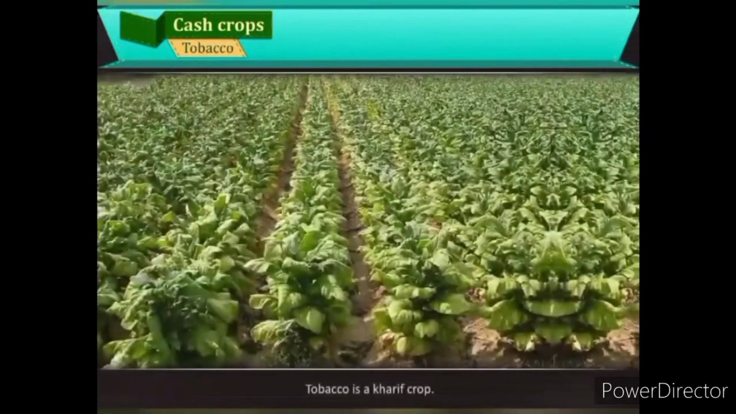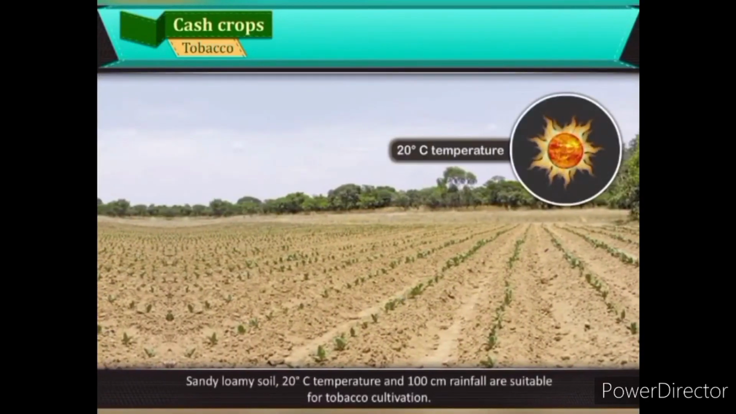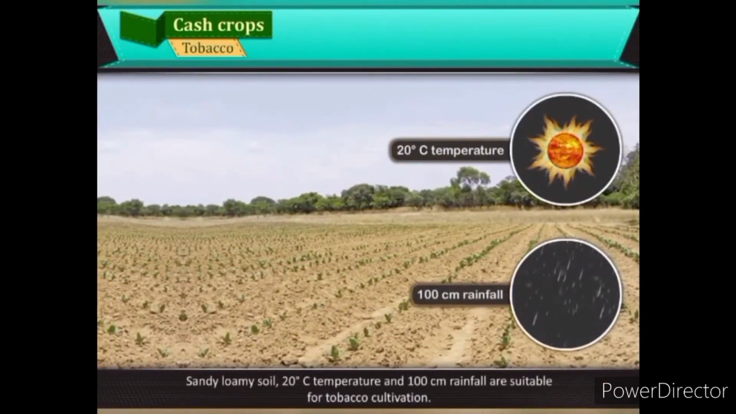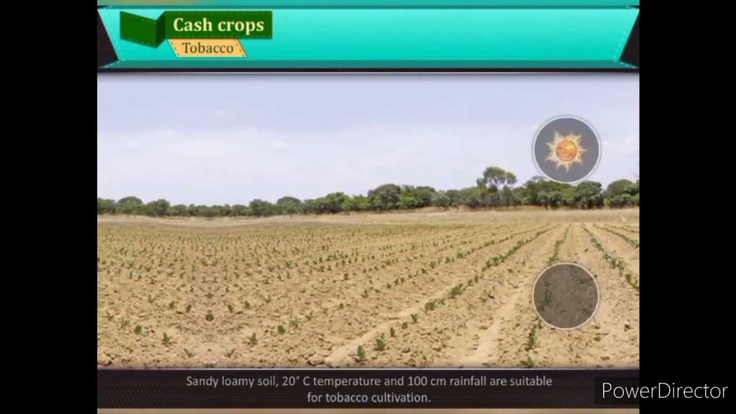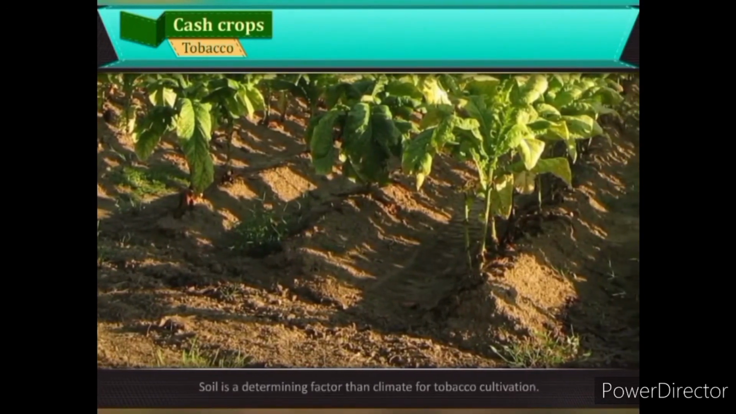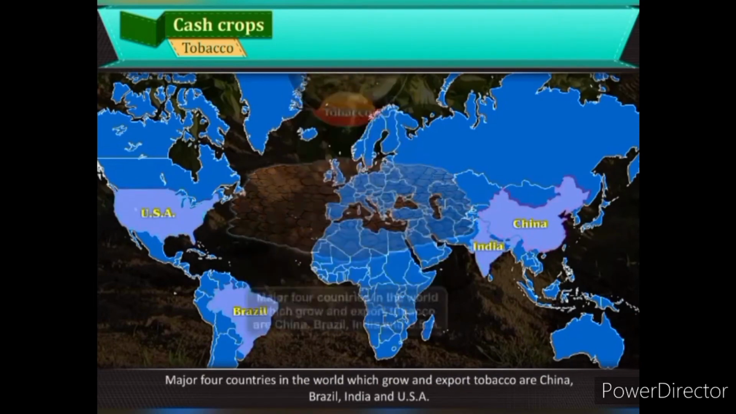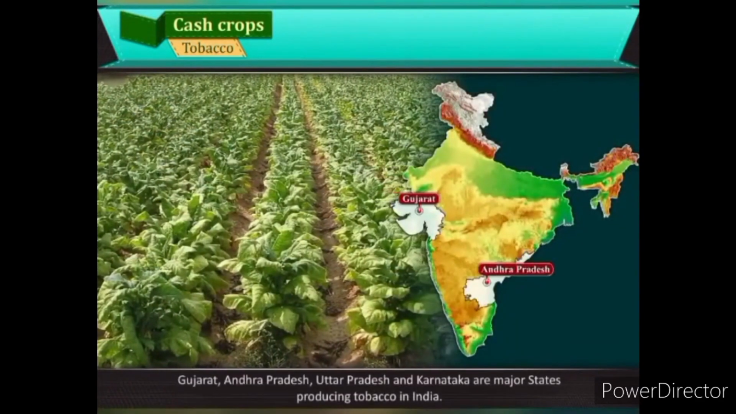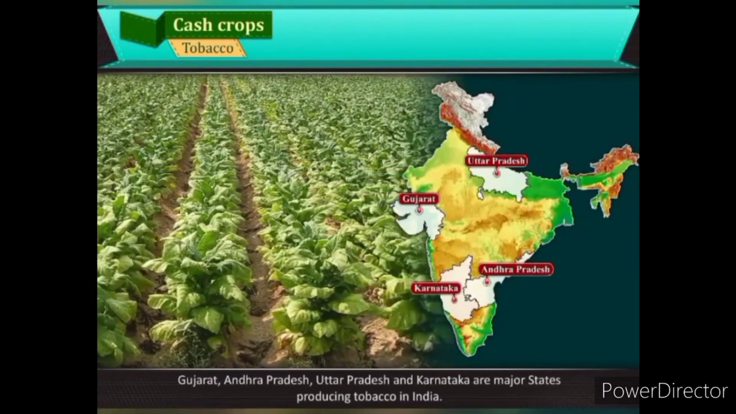Tobacco. Tobacco is a kharif crop. Sandy, loamy soil, 20 degrees Celsius temperature, and 100 centimeter rainfall are suitable for tobacco cultivation. Soil is a determining factor than climate for tobacco cultivation. Major four countries in the world which grow and export tobacco are China, Brazil, India, and USA. Gujarat, Andhra Pradesh, Uttar Pradesh, and Karnataka are major states producing tobacco in India.